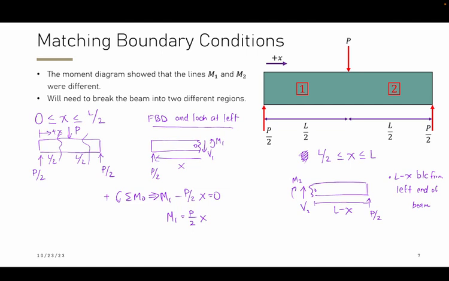So we can do our summation of moments about this side. So we have summation of moments about 0. So we have negative M2 plus P over 2, and then L minus x as the distance. So in this case, we have M2 is equal to P over 2, L minus x, which would equal P over 2 times L minus Px over 2. So since the moment equation is discontinuous, we set up as if there are two different deflection equations.